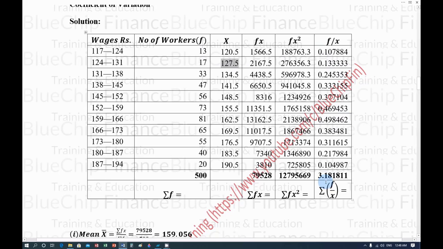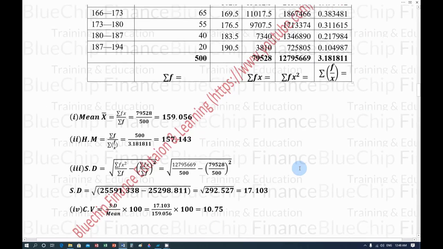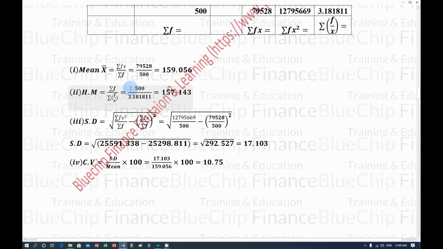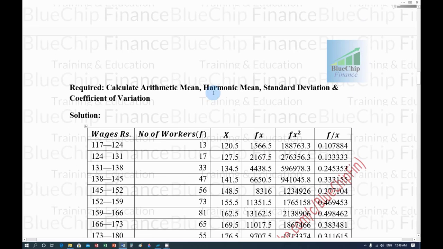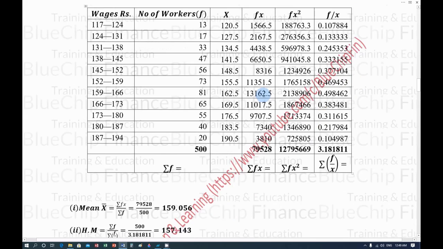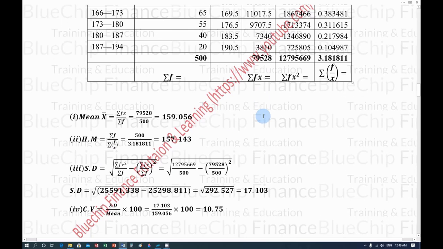And the sum of f by x is 3.181811. So 500 divided by 3.181811, and your answer will be 157.143. Your third requirement is to calculate the standard deviation, and the standard deviation we already calculated in the previous question.